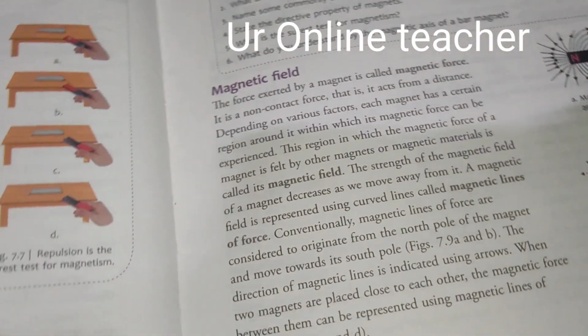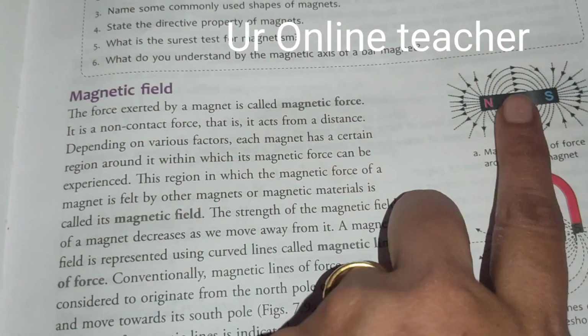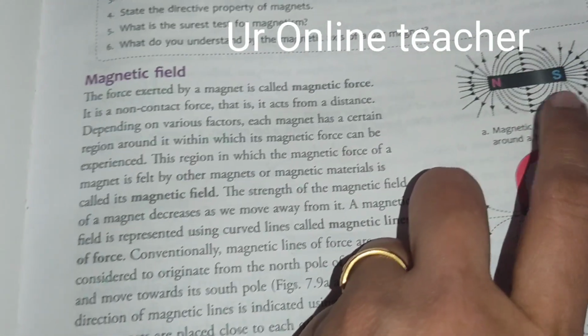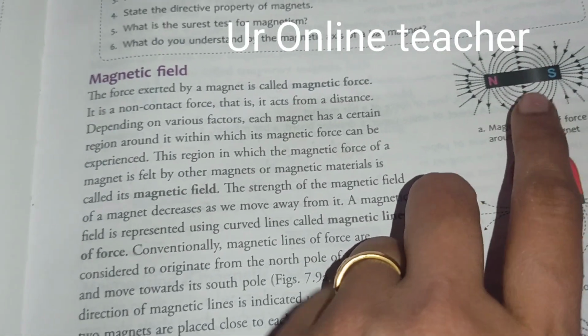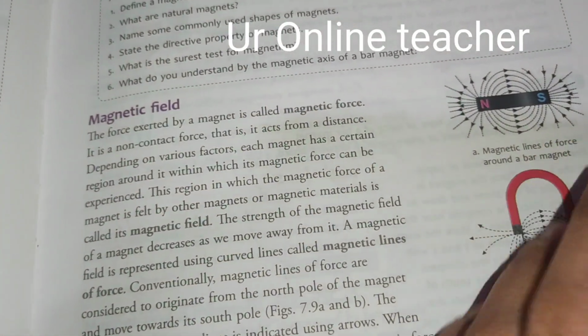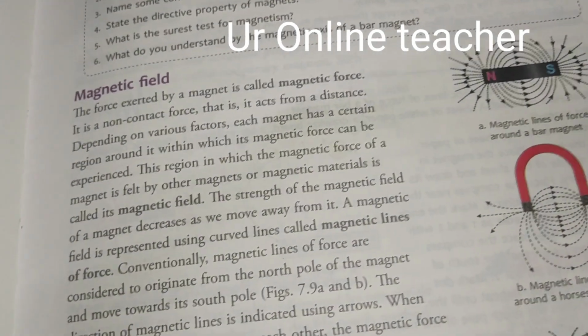Then we will see what a magnetic field is. We know that a force is exerted by a magnet and it is called magnetic force, and it is a non-contact force. Without touching, it will still exert some force. If we keep a magnet far away, it will still attract. So it acts from a distance also.